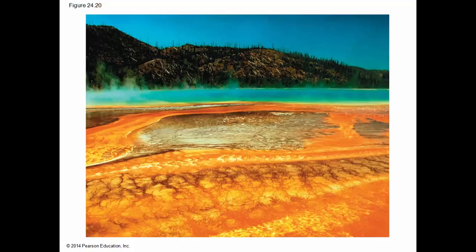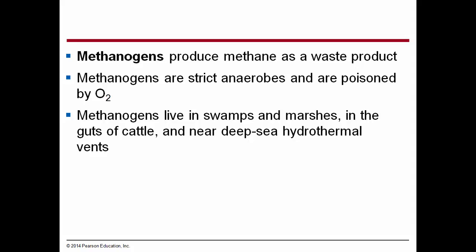Here's the heat extremophiles. It could be approaching 100 degrees in these pools here, and you can see the different colors here are different species of bacteria that are all growing in this highly inhospitable environment. Methanogens produce methane as a waste product. Methanogens are strict anaerobes and are poisoned by oxygen. Methanogens live in swamps and marshes and guts of cattle and near deep sea hydrothermal vents.